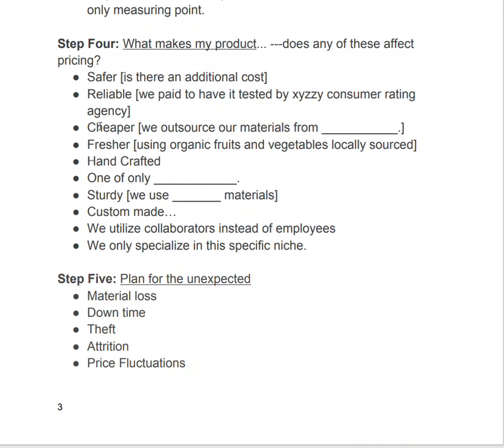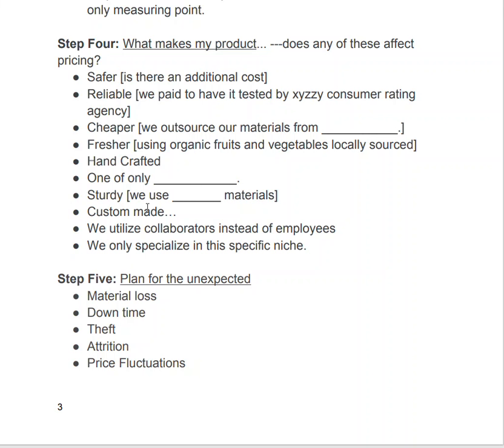But you still have to apply some of these regular business tools to what you are presenting out there into the marketplace. All right. So you're asking these kinds of questions. Step 4, we're talking about what makes my product and how is it going to affect my pricing? Is it sturdy? Is it custom made? Do you use collaborators? Do you specialize in a specific niche? All that kind of stuff.